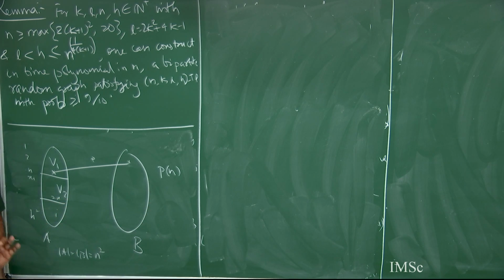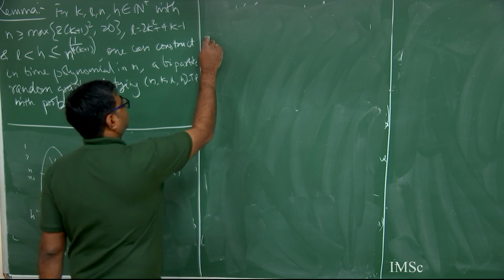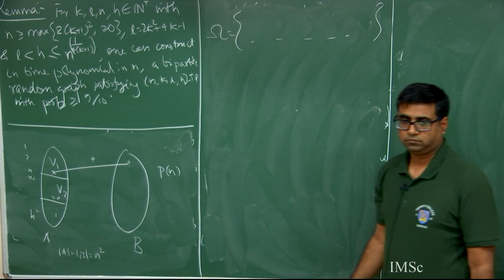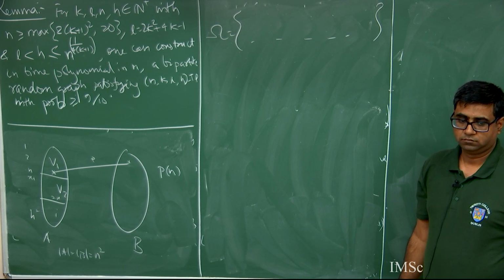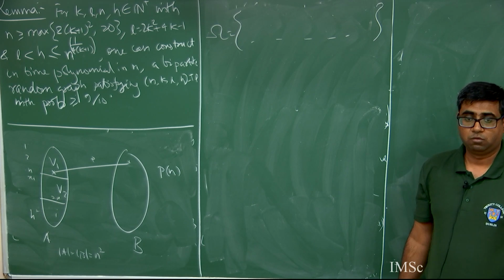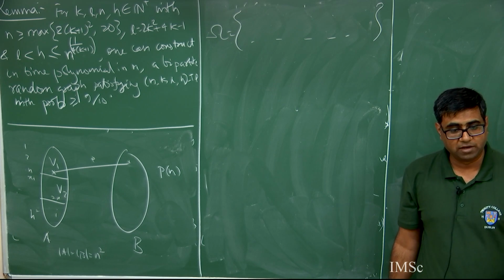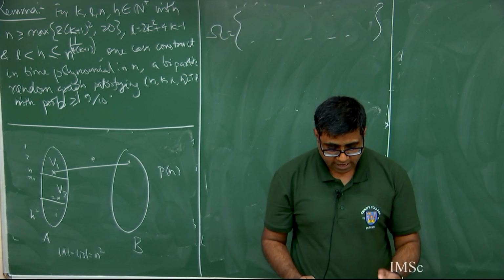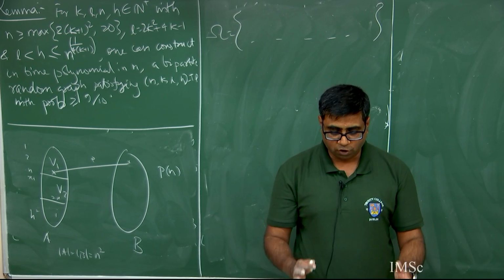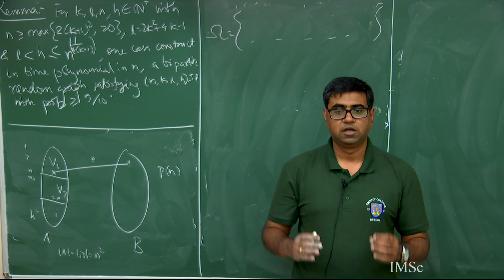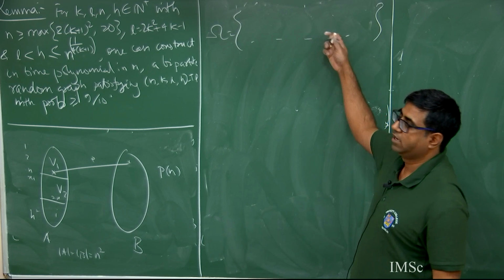To do probability, first of all, let's understand what my sample space is. What is my omega? We are putting an edge with probability P between a vertex in A and a vertex in B. Omega is a sample space. I give you a random experiment, and given a random experiment, omega is the set of all objects which we can obtain by this random experiment. So what all things can I get in omega?